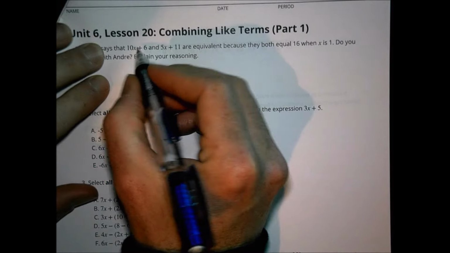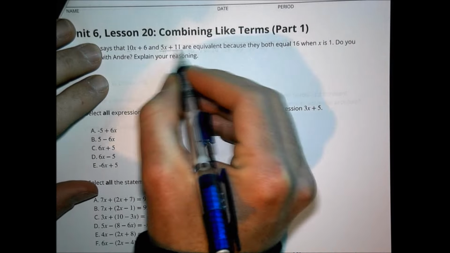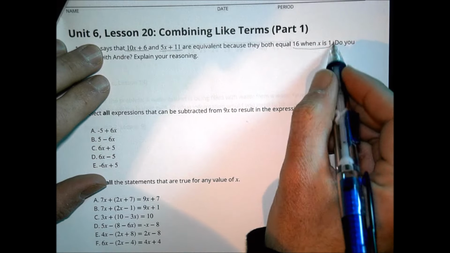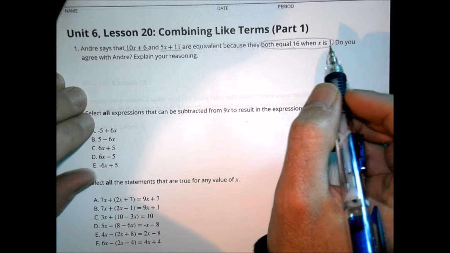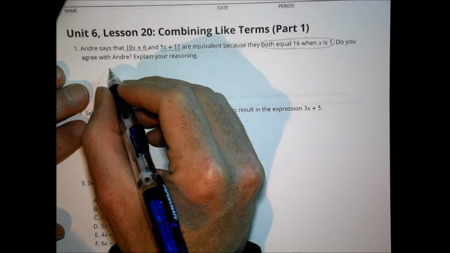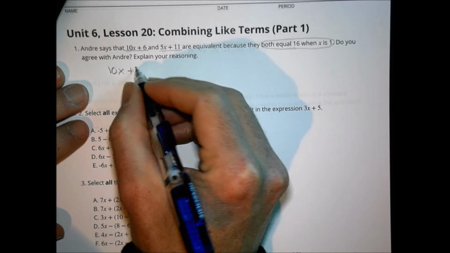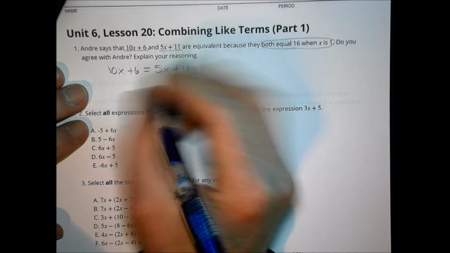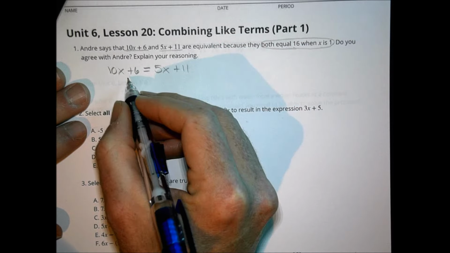All right, number 1. Andre says that 10x plus 6 and 5x plus 11 are equivalent because they both equal 16 when x is 1. Do you agree with Andre? All right, if these were equivalent, that would mean that 10x plus 6 equals 5x plus 11. That's what equivalent actually means. So that would have to be true.